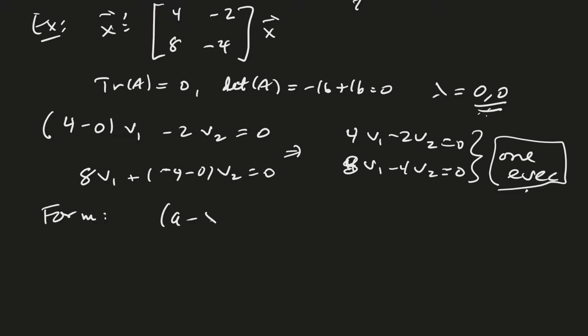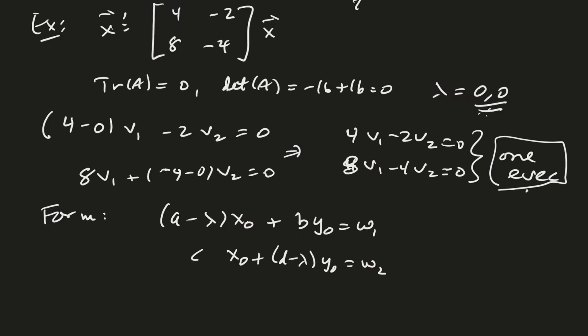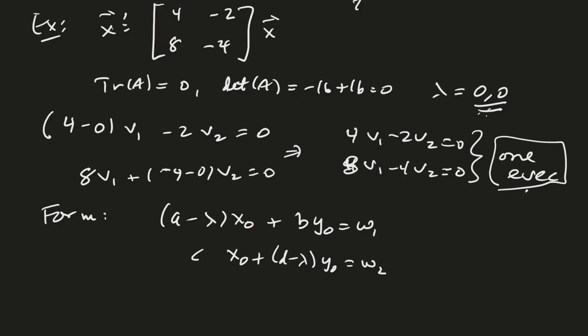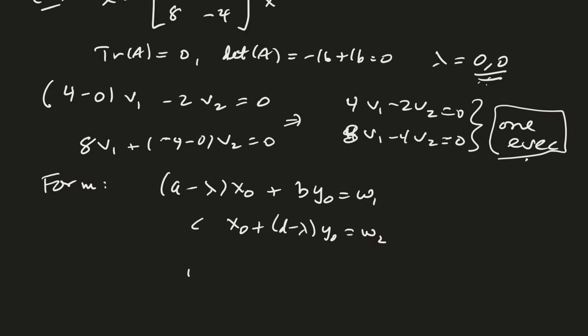(a minus lambda) x0 plus b y0 equals w1, and c x0 plus (d minus lambda) y0 equals w2. Our lambda here is equal to 0, so this is going to be 4 x0 plus minus 2 y0 equals w1, and down here we will have 8 x0 minus 4 y0 equals w2.